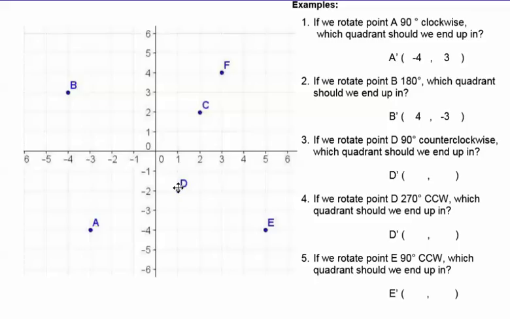All right, next, let's go ahead and look at problem 3. Now we're going to rotate point D 90 degrees counterclockwise. Counterclockwise is to the left. We're only going 90 degrees, so we should end up in quadrant 1. So go ahead and write quadrant 1. That's where we should end up if we do this correctly.